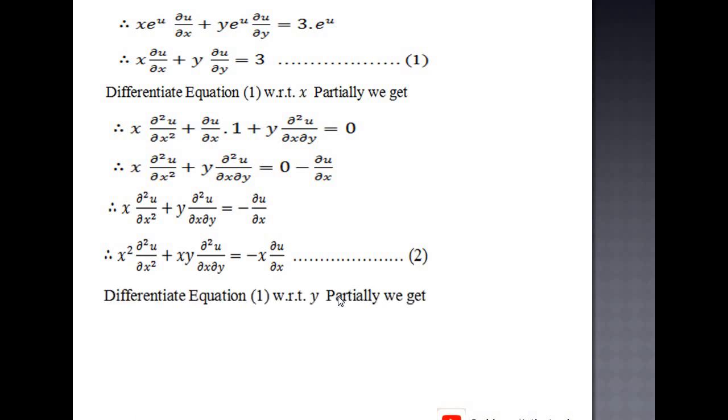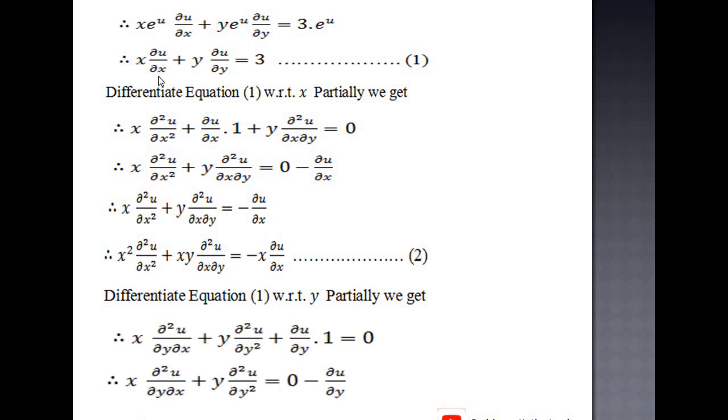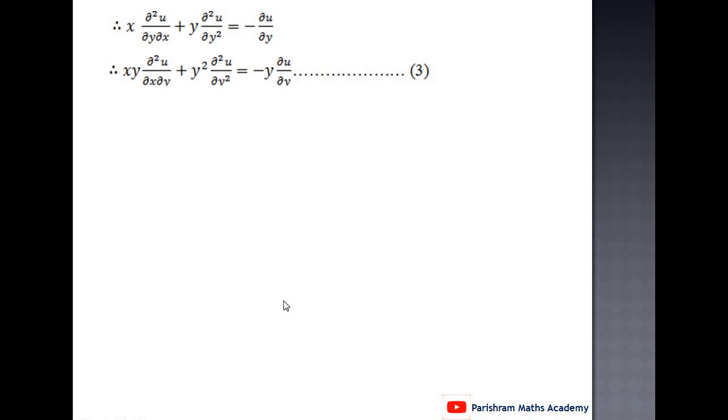Then differentiate equation 1 with respect to y partially. We get, in the first term x is constant, the derivative of ∂u/∂x with respect to y is ∂²u/∂y∂x, plus in the second term apply the product formula, y constant, derivative of ∂u/∂y is ∂²u/∂y², plus ∂u/∂y, constant, derivative of y is 1, equal to the derivative of the right hand side, which is 0. Again this ∂u/∂y into 1, it means ∂u/∂y, transfer to the right hand side, we get 0 minus ∂u/∂y, that is equal to minus ∂u/∂y. Then multiply by y on both sides.